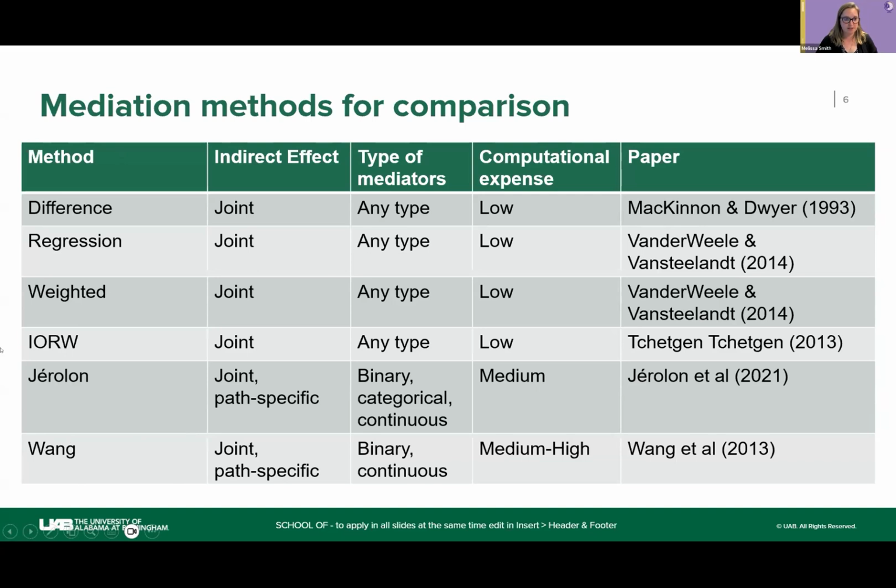And all of these methods, the reason for their inclusion was either they appropriately accounted for correlation with path-specific effects, or if they didn't estimate those, we had software to implement them.